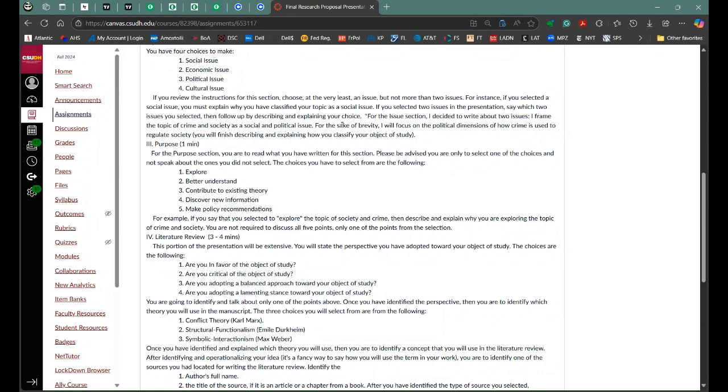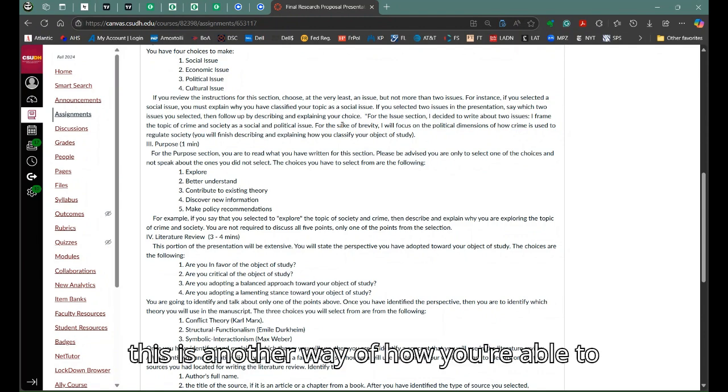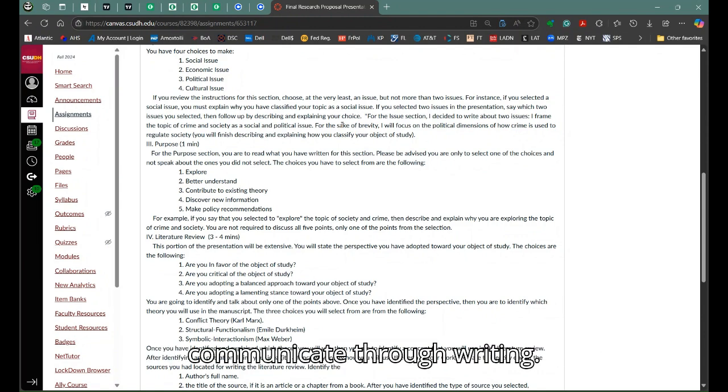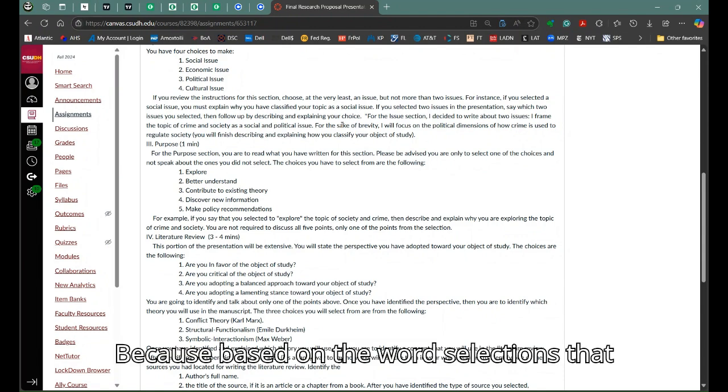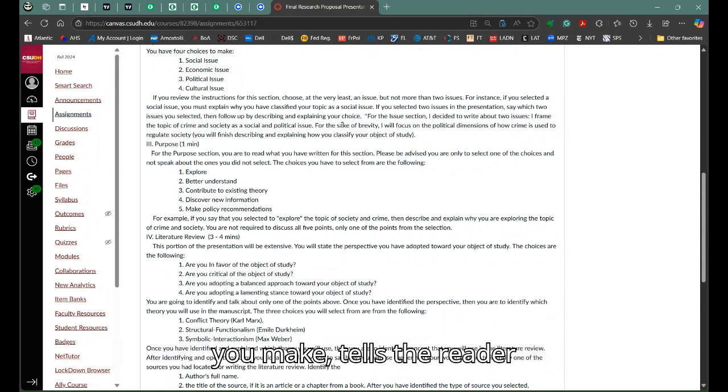But then what I'm going to do here, as well as when I finish up the video for the research proposal, is explain what each term means. This is another way you're able to communicate through writing, because the word selections you make tell the reader the level of involvement and dedication you have on a particular research project.